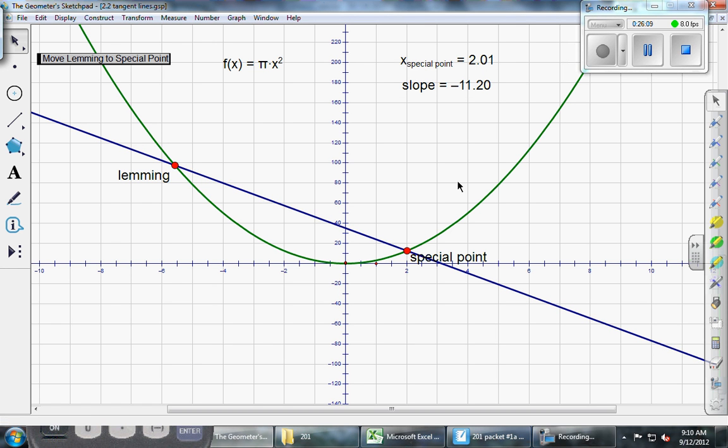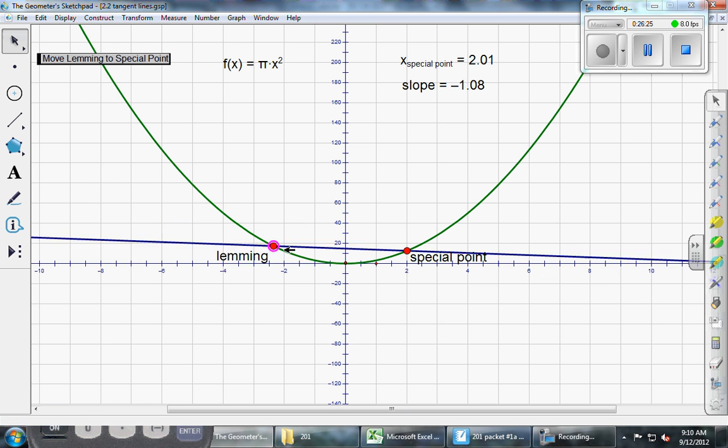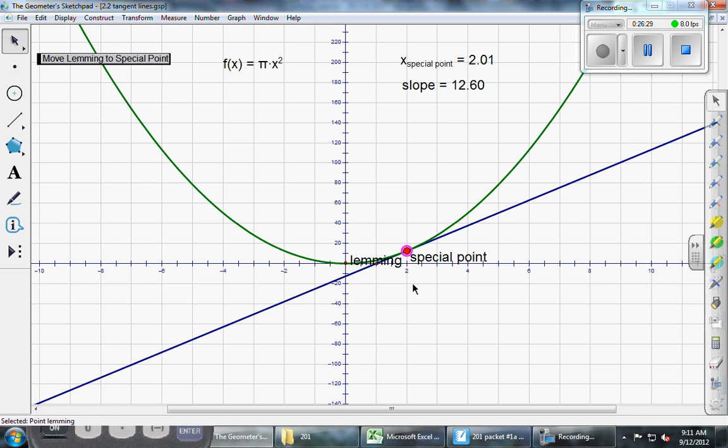Okay, so this secant line, is it a good approximation for the tangent line that we're interested in? No, that's very far away. We want to take that lemming, I called it a lemming because it's just going to follow the special point. So we're going to move this guy. You can see the slope has changed. It used to be negative 11, now it's negative 6. And we can keep moving it closer and closer and closer until we land basically right on top.